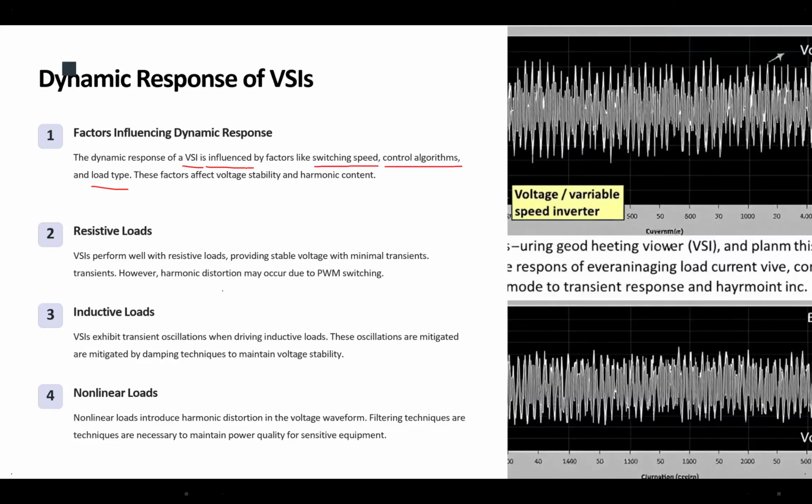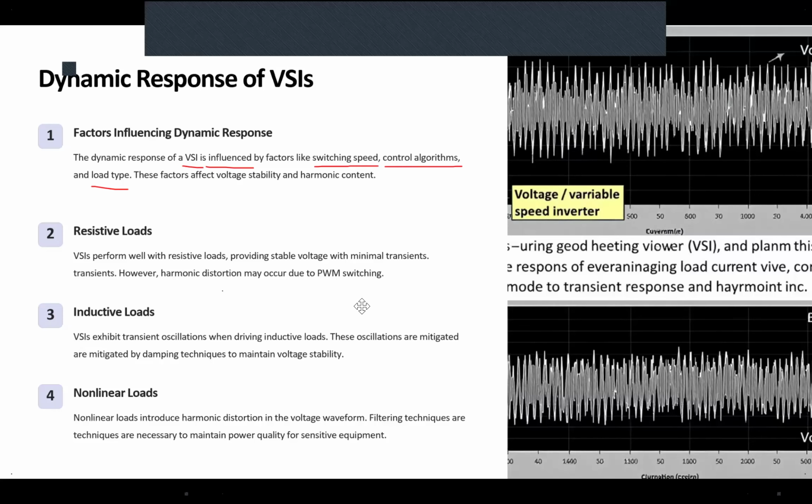Now, when you have a resistive load, VSI performs a very good job, okay, because it has a stable voltage. The transient would be minimal. Any change in a load would be answered perfectly well, very smoothly. So the only power quality issue would arise because we use PWM switching, which we cannot avoid. This is how the inverters work, okay?